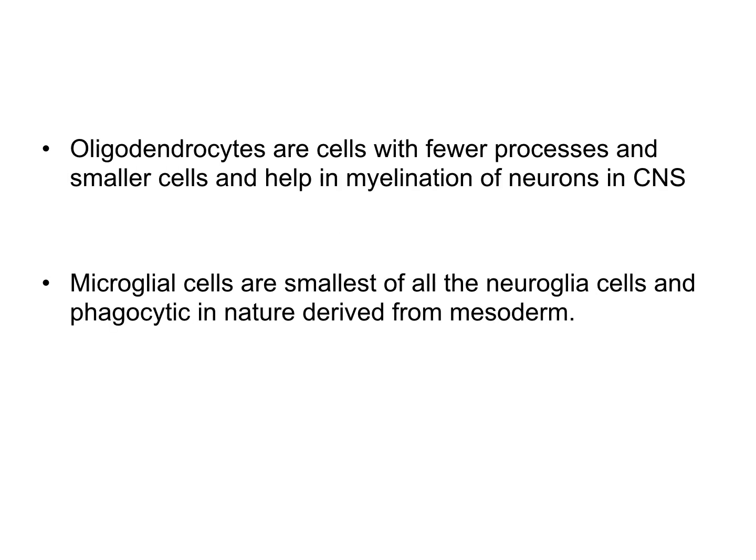The next cell which we are going to see is oligodendrocytes. The oligodendrocytes are smaller cells with fewer processes and help in the myelination of the neurons in the central nervous system. The nerve fibers within the central nervous system are also myelinated. This myelination is done by oligodendrocytes. Then another cell of the central nervous system is the microglial cell. These are the smallest of all the neuroglial cells, are phagocytic in nature, and are derived from mesoderm.